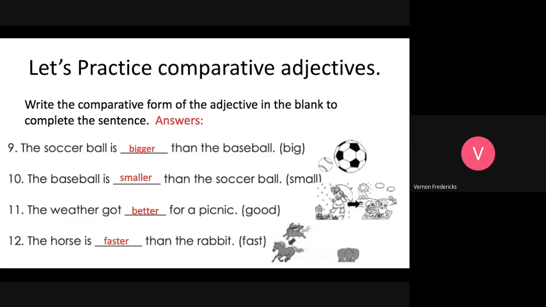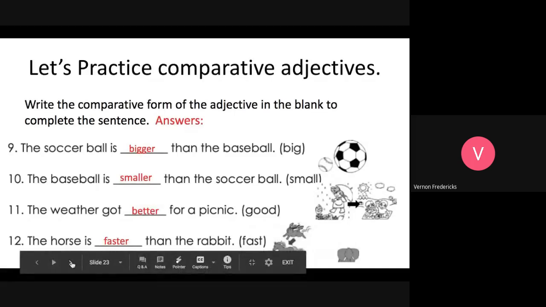Number twelve, the horse is faster than the rabbit. There we have it, students. Great stuff if you got that right. Okay, next slide.